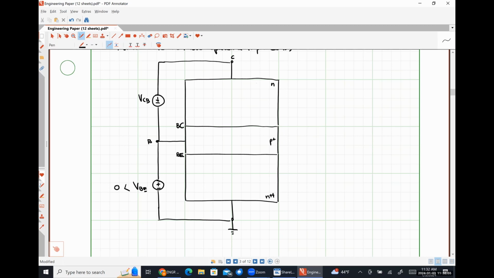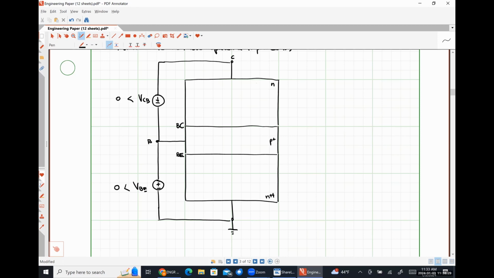We also need the base collector junction to be reverse biased. So here we have the positive polarity terminal on the N side, the negative polarity terminal on the P side. VCB should be positive or negative? Negative. Or actually, VCB should be positive in order to make this junction reverse biased, right? So both of these voltages need to be greater than 0.